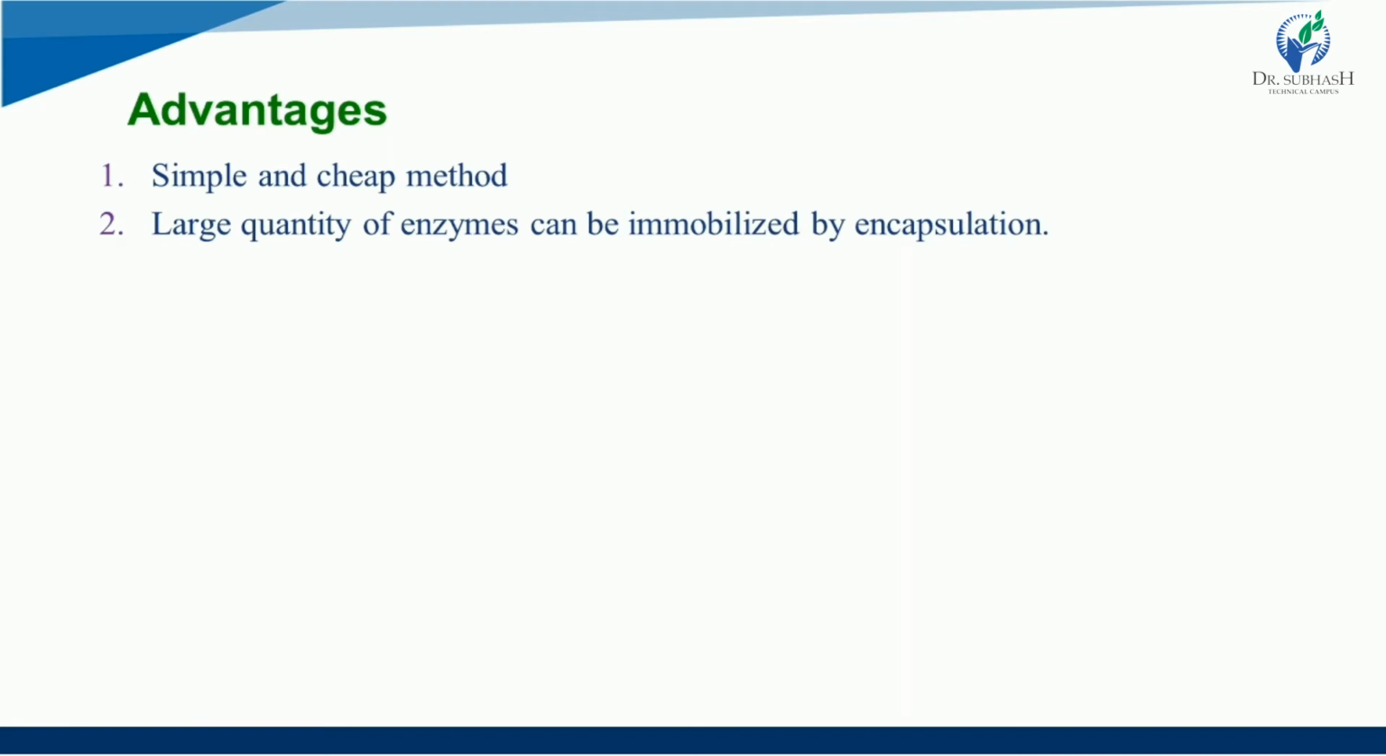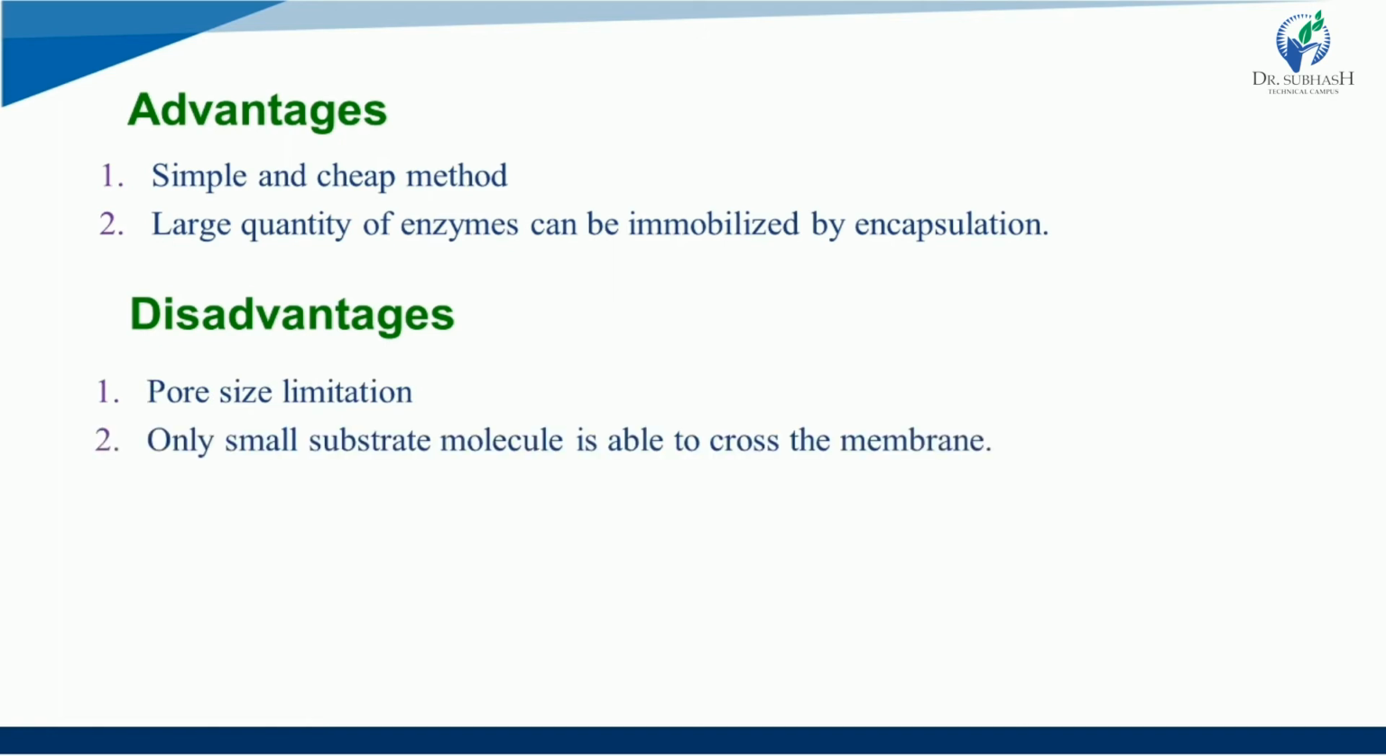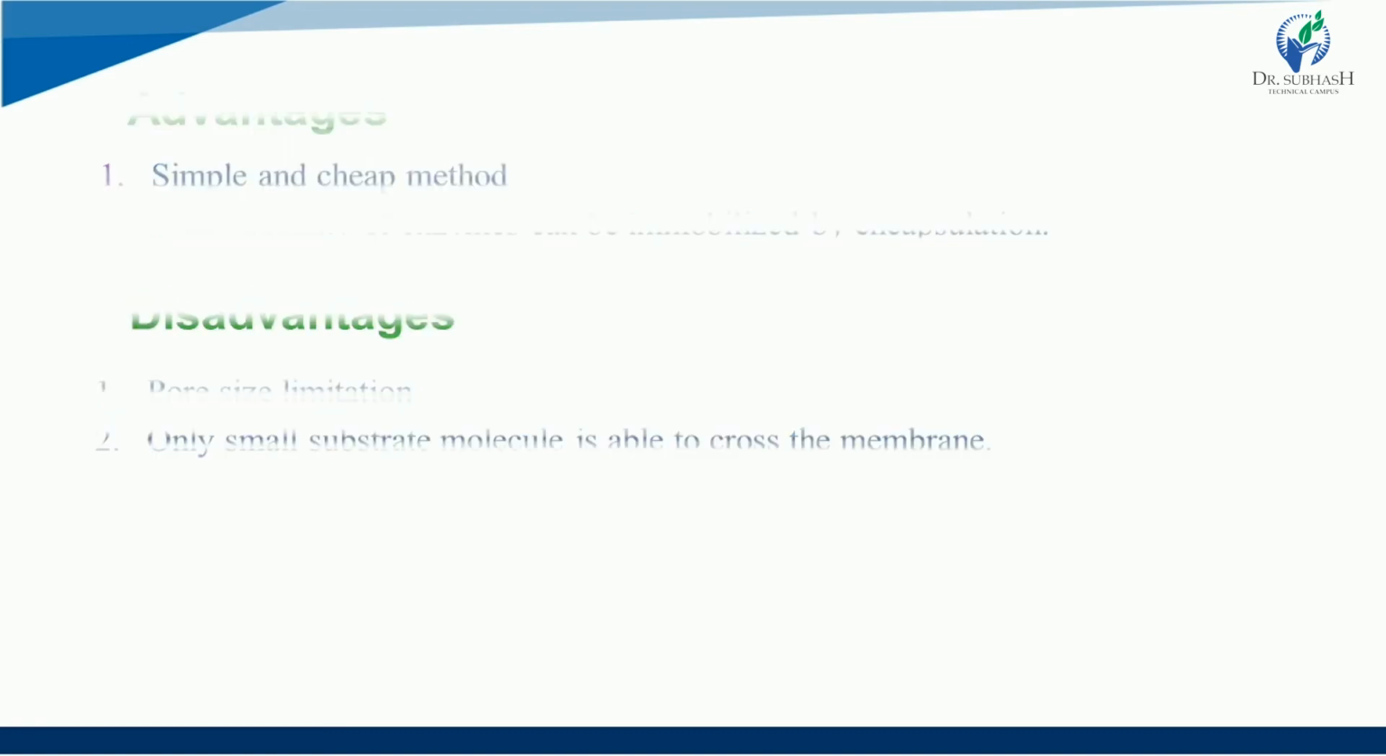method. A large quantity of enzyme can be immobilized by encapsulation. Disadvantages: there is again a pore size limitation and only small substrate molecules are able to cross the membrane. So again, it is having a limited use. Although it is simple and cheap, still the limit is causing a disadvantage for its use.